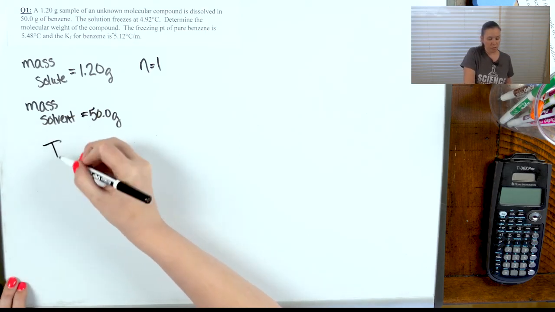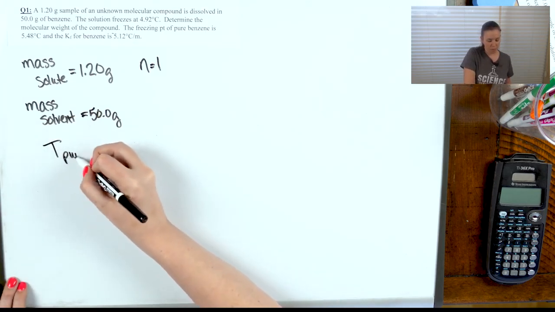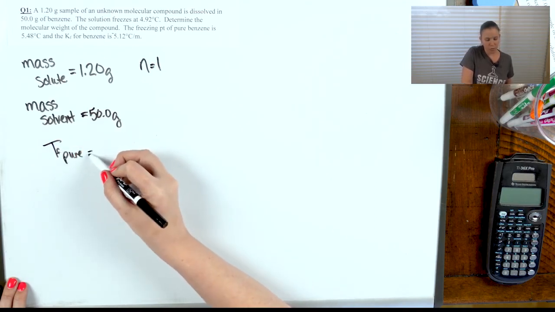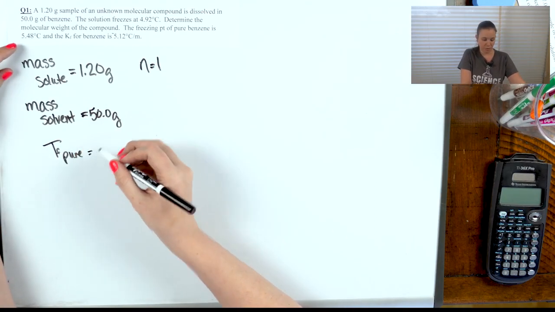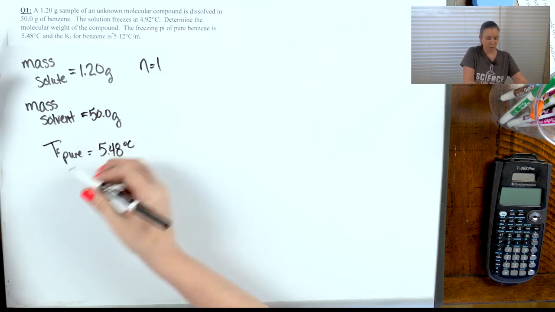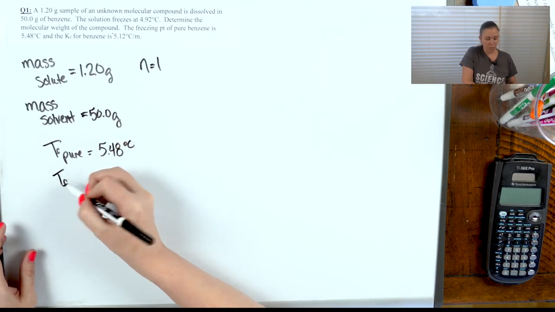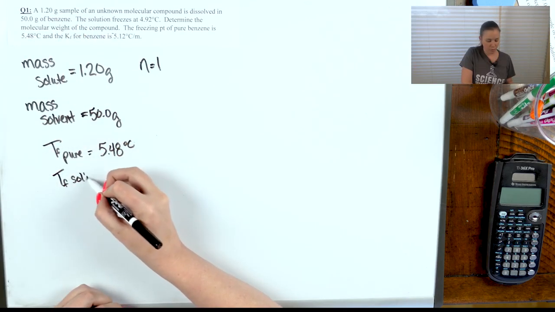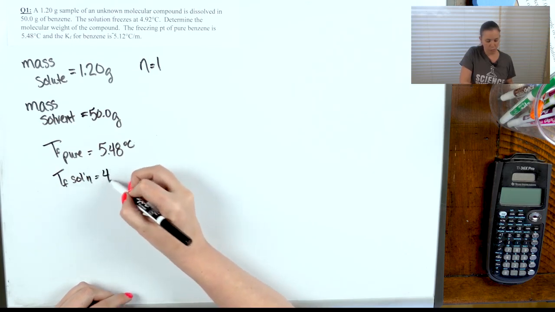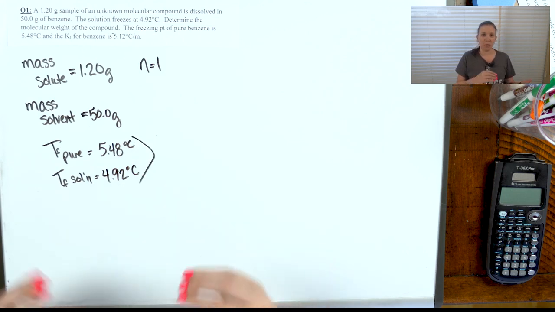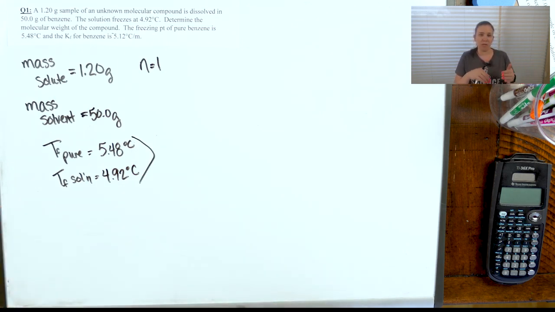So we have the temperature of the pure substance, or I should say the freezing temperature of the pure substance, which was the second one that they gave us, of 5.48 degrees Celsius. And then the solution freezing point was this 4.92 degrees Celsius. So whenever they give you two temperatures, you can find the delta T, or change in temperature.